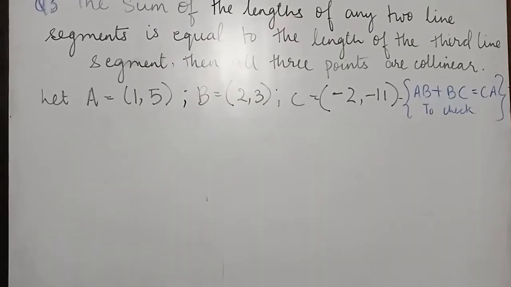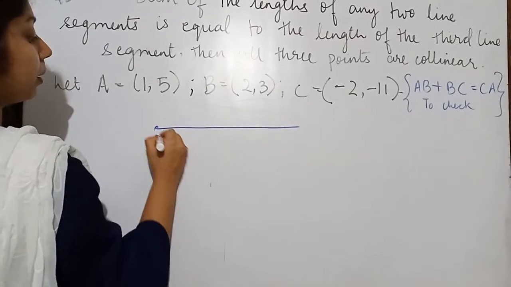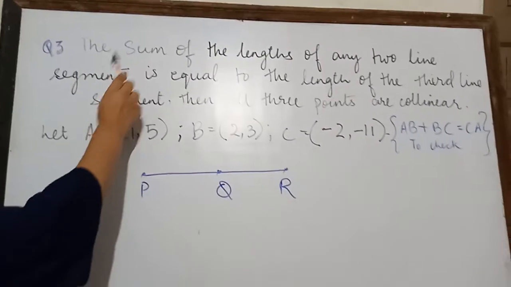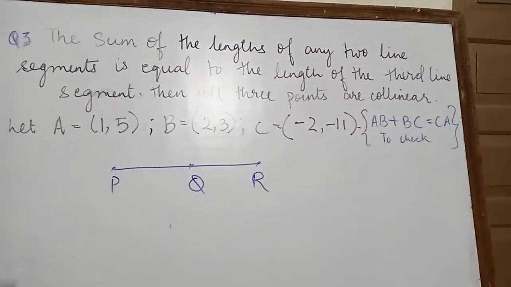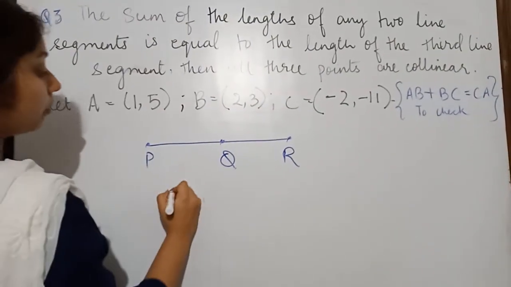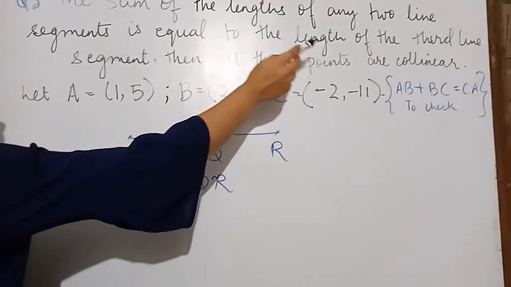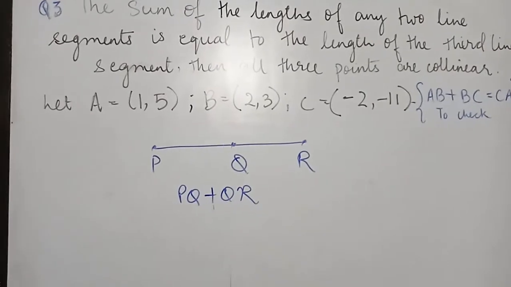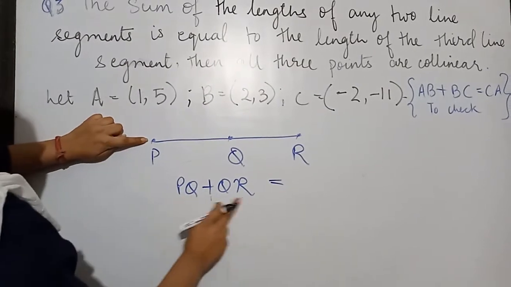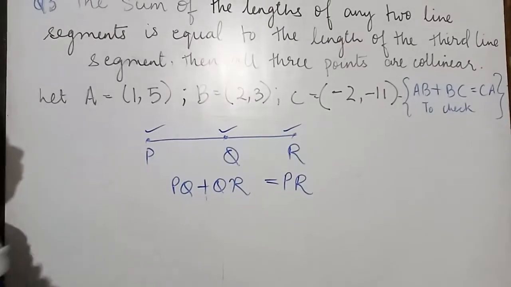Okay. Now what do we mean that the 3 points are collinear? Take for example, we have 3 points P, Q, R. It is saying the sum of the length of any two line segments. So over here I am taking any two line segments PQ and QR. The sum, that means PQ plus QR is equal to the length of the third line segment. Now what is the third line segment over here? PR, the whole of the line segment. It should be PQ plus QR equal to PR. Then only these 3 points are said to be collinear.